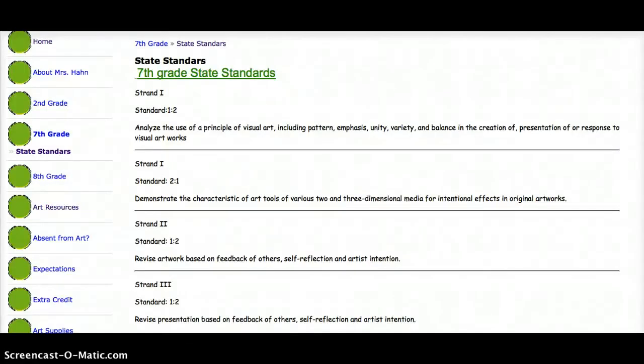Let's take a look at the standards that we chose for 7th grade. We concentrated on strands 1, 2, and 3. Strand 4 we kept for 8th grade. But here we're concentrating mostly on the principles of art for concept. That's a really good beginning for figuring out now our I can statements.